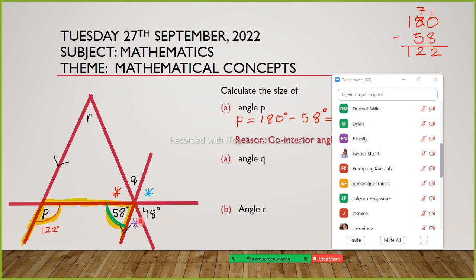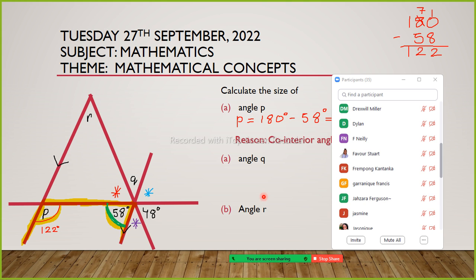Miss Favor, are you there? 58 is vertically opposite to which angle? The one in the red, the blue, or the purple? The blue. She thinks the blue.